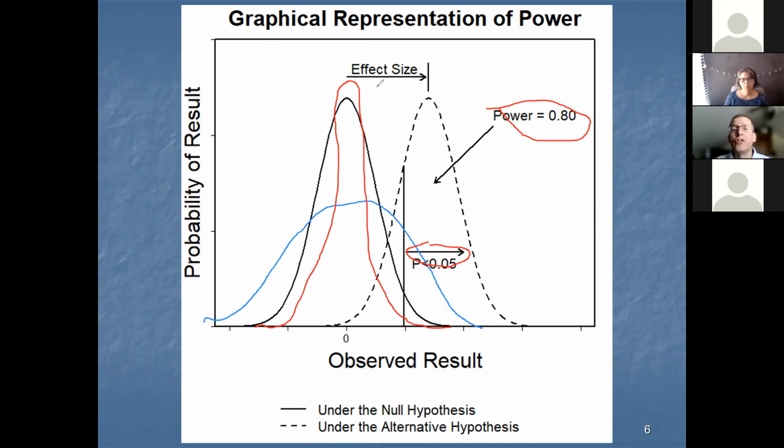So if I were to try to shade this in, let's see if I can do this here and draw this in yellow. If I were to shade in this entire region and determine what that area is, that is how power is represented. So in this case, 80% of this distribution, or the area under the curve of the dashed line to the right of the vertical line, that would be 0.8. That's 80% power.